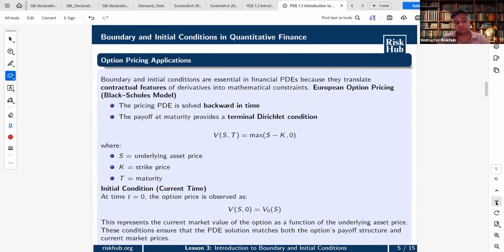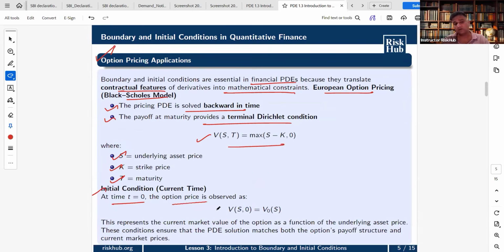Then we have slide number 5, which is about boundary and initial conditions in quantitative finance. Basically, boundary and initial conditions are essential in financial PDEs because they translate contractual features of a derivative into mathematical constraints. For European option pricing in the Black-Scholes model, the pricing PDE is solved backward in time. The payoff at maturity provides the terminal Dirichlet condition, which is given. We have studied it already.